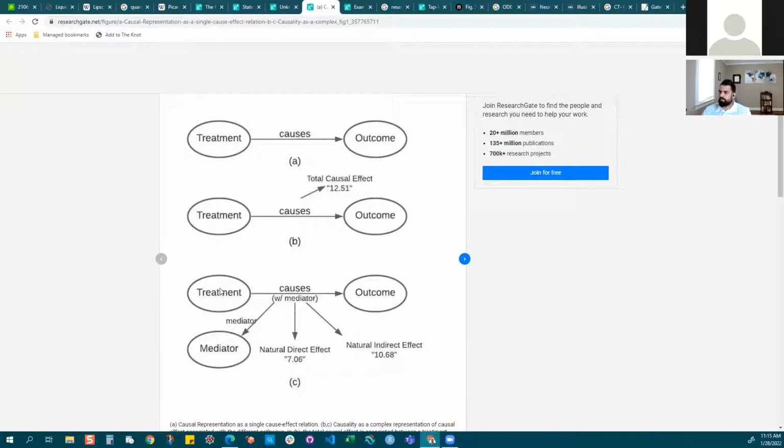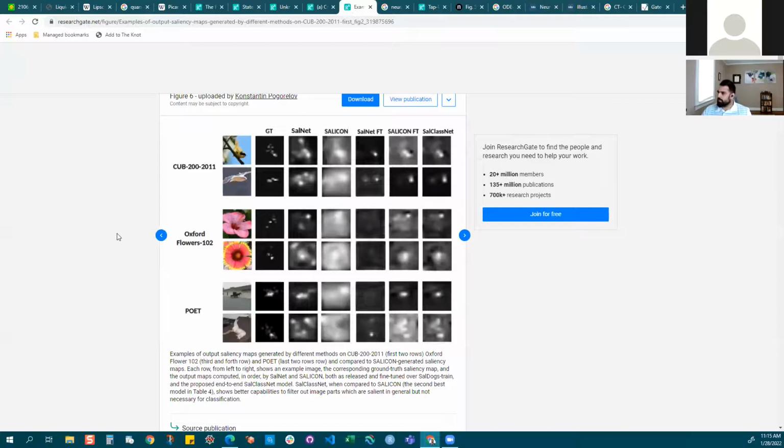We have a treatment, and then we have an intervention, and that treatment is part of that intervention, and then it has effect on a variety of things. And this is discussed in more detail in the paper. Just wanted to show an example of causal representation.